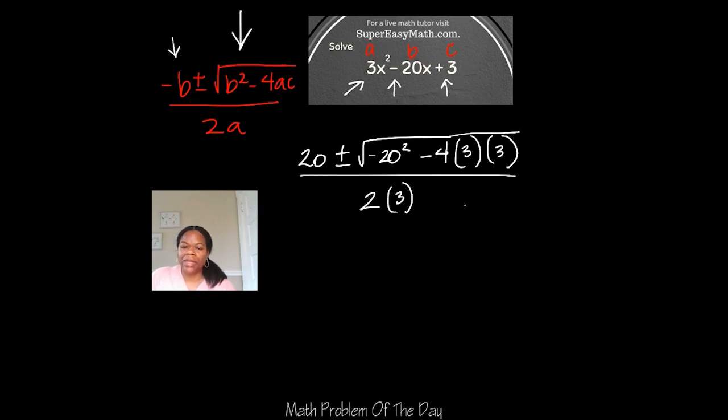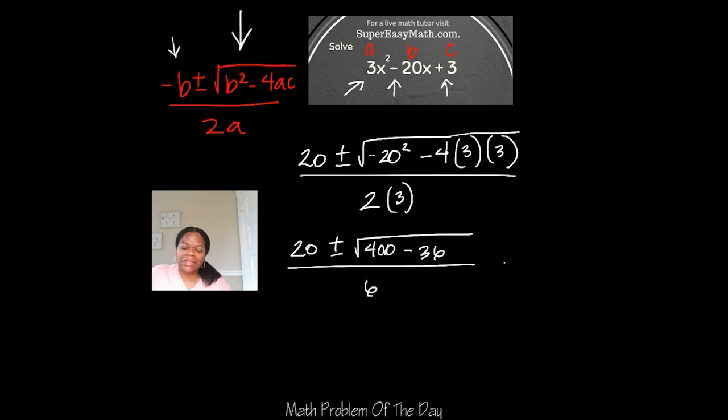So now I'm going to multiply and calculate this as best as I can. So the 20, nothing happens to that out here. So that becomes plus or minus the square root of, now we have negative 20 squared. So that's 20 times 20, which is 400. And then the two negatives become positive. So I'm just going to write a plain positive 400 here. Minus, I have 4 times 3 times 3, which is 36. And then all of that's over 6.